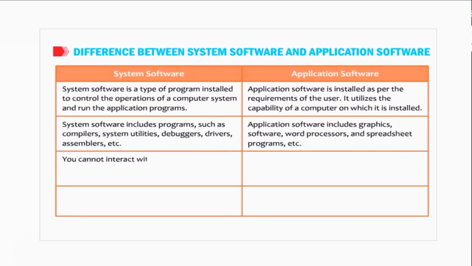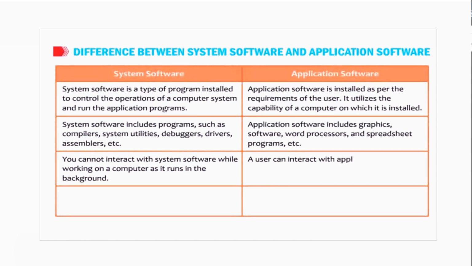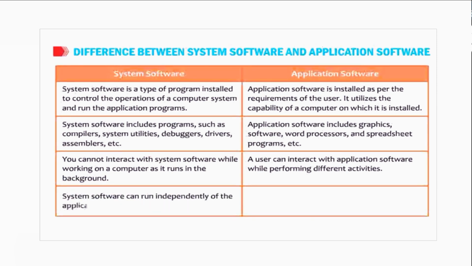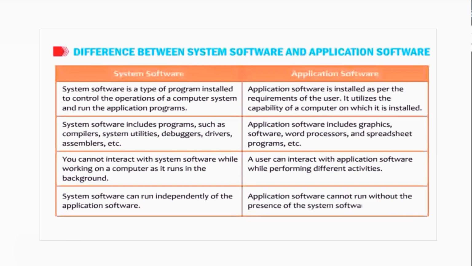You cannot interact with system software while working on a computer as it runs in the background. A user can interact with application software while performing different activities. System software can run independently of the application software. Application software cannot run without the presence of the system software.